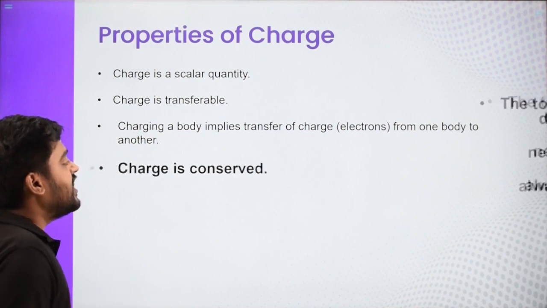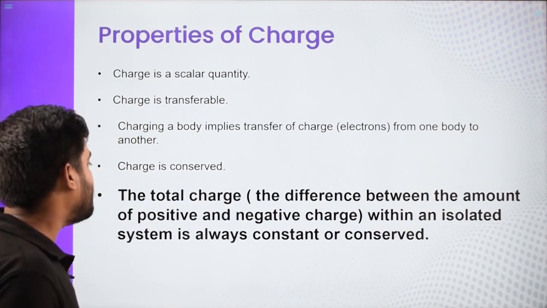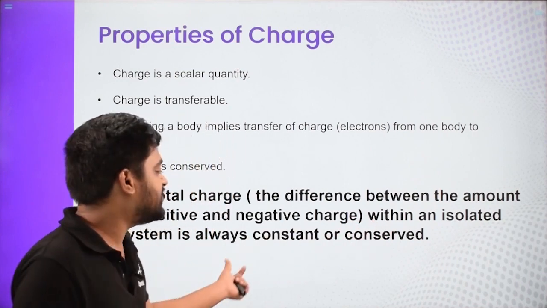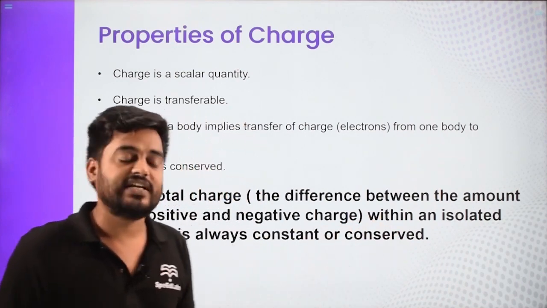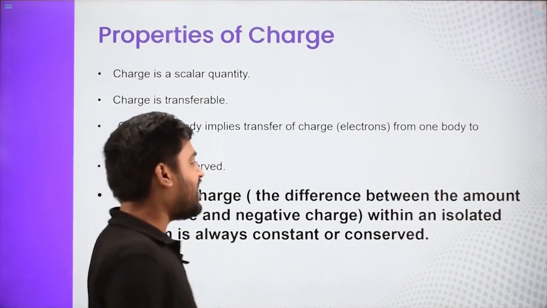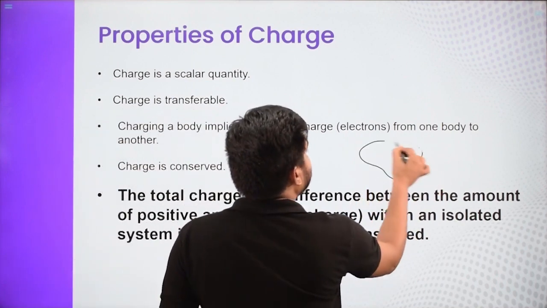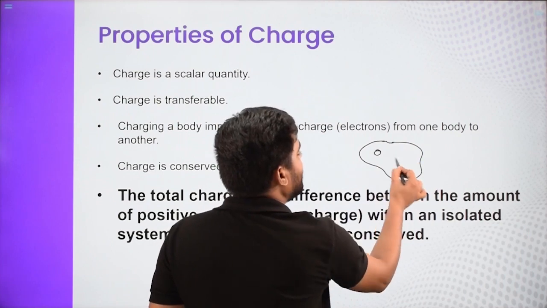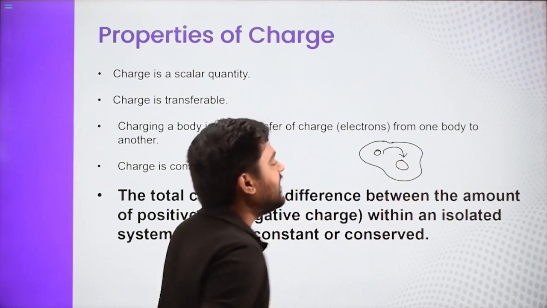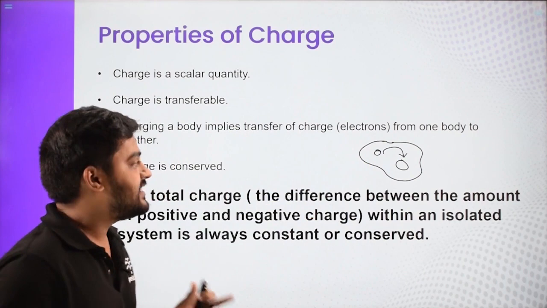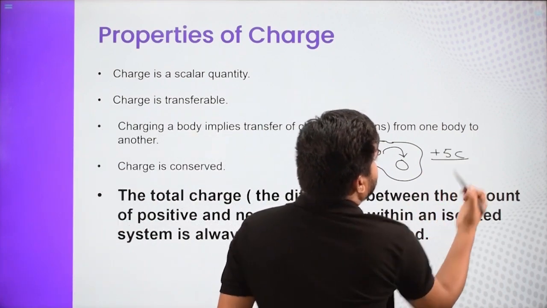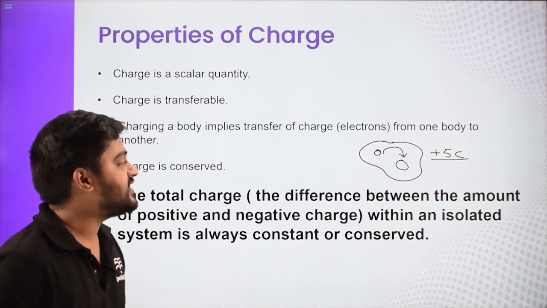The total charge will remain conserved, and from there we can say the total charge within an isolated system is always constant or conserved. It cannot be destroyed. If we are talking about a system isolated from its surroundings, it might transfer the charge from one object of it to another, but the overall charge remains the same. If the overall charge is, let's say, plus 5 coulomb, then it will always remain plus 5 coulomb.